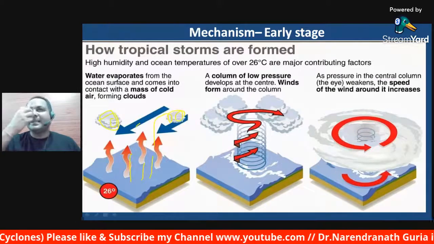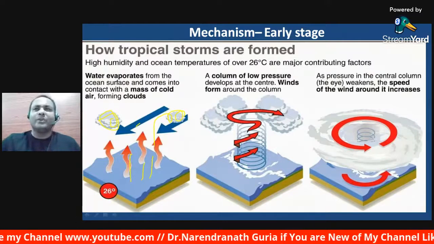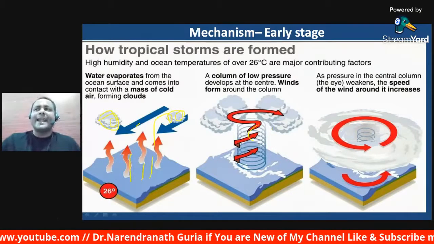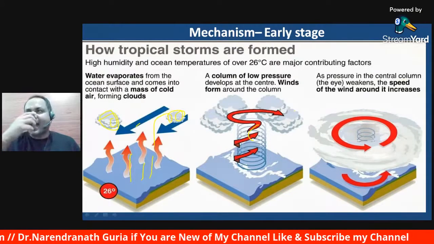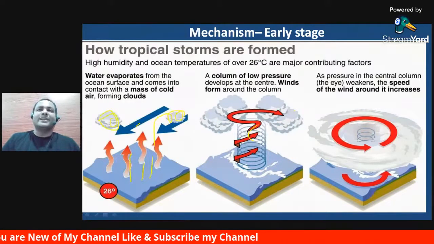Next, a column of low pressure develops at the center. Winds form around the column, and as the pressure in the central column falls, the speed of the winds around it increases. You will learn the details in the next slides.